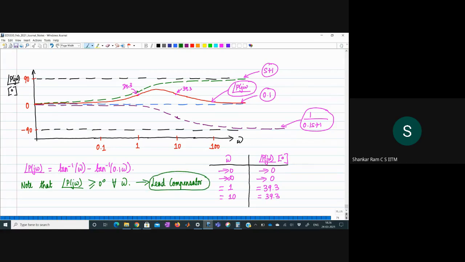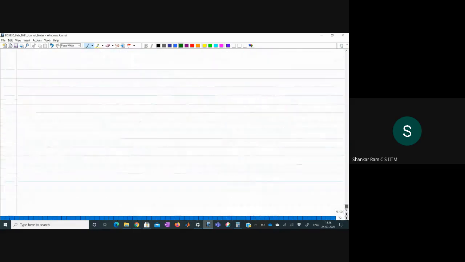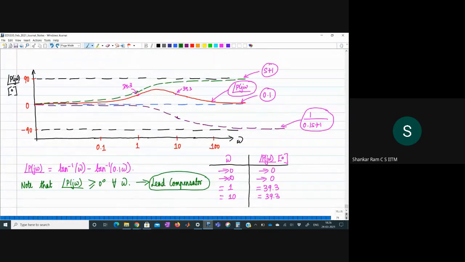Why is it called a lead compensator? Because it is providing a positive phase, right, at all frequencies, or a non-negative phase at all frequencies, right? So that's why it's called a lead compensator. So if you provide a sinusoidal input, what is going to happen is that the steady state output will be leading the input that you provide, right? So as far as the phase is concerned, okay.